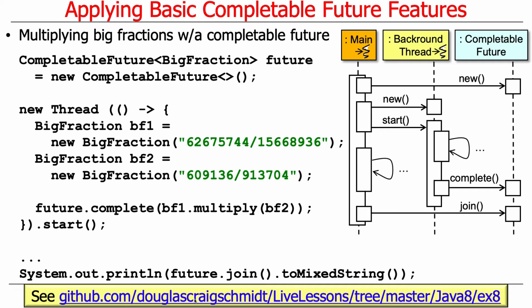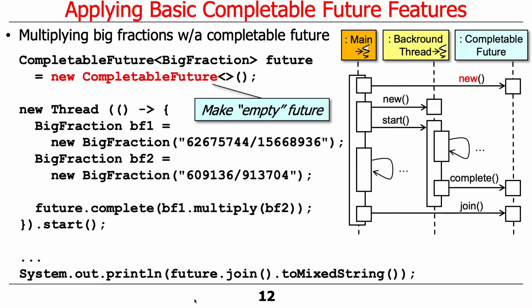Here's the way the code's going to work. You can see this in the EX8 folder in my GitHub repository. The right-hand side kind of shows what's happening from an interaction diagram point of view, and the left-hand side actually shows the code. So the first thing we're going to do is we're going to make ourselves a new completable future that's empty, so there's no computation associated with it at this point.